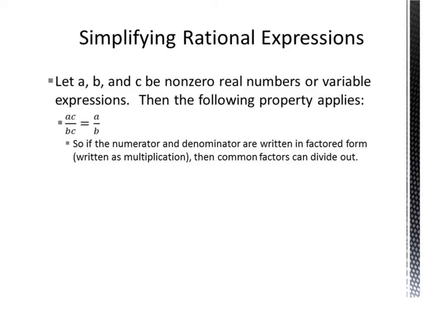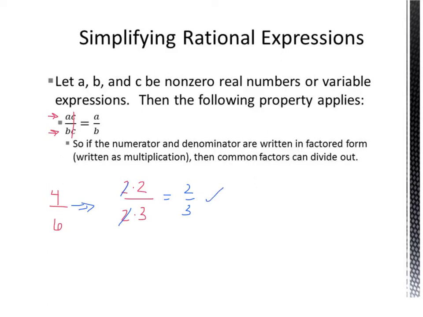If you have a product on top and bottom that have the same factor, so here C is a factor of both, those C's can be crossed out and what you're left with is just A over B. Notice it has to be a product. So if you look at 4/6, if I write 2 times 2 over 2 times 3, that still says 4/6. If I cross out those 2's and I get 2/3, does 4/6 equal 2/3?